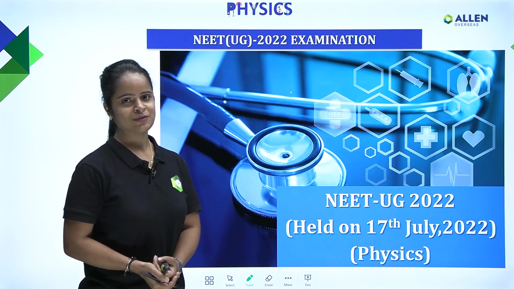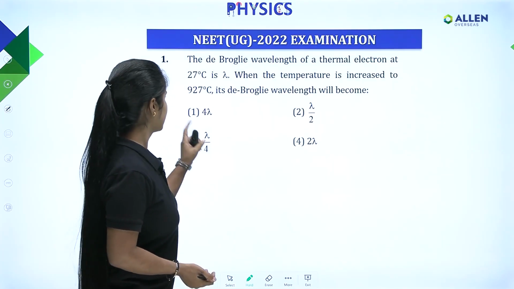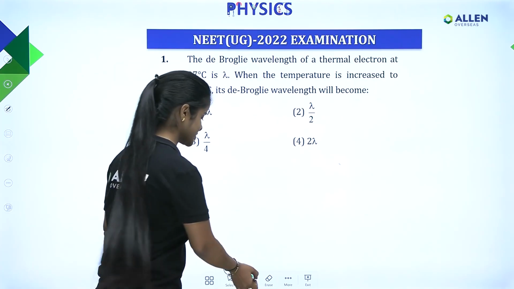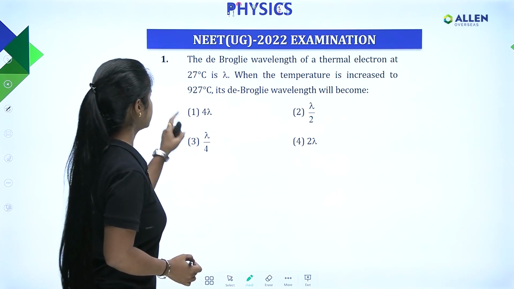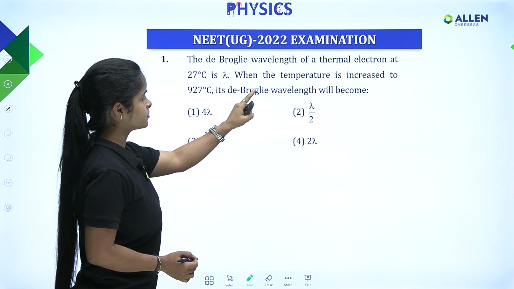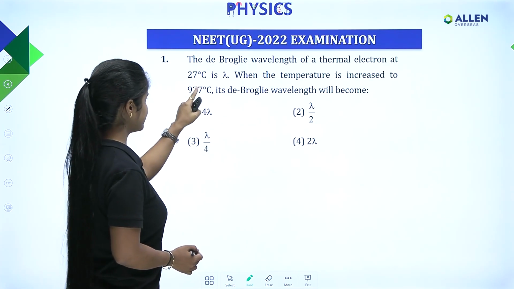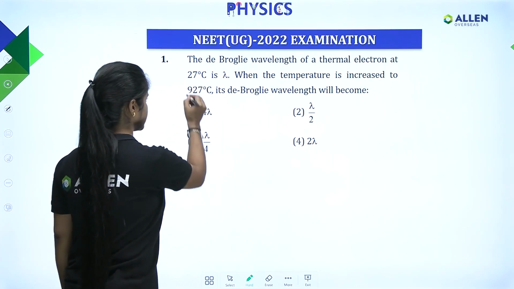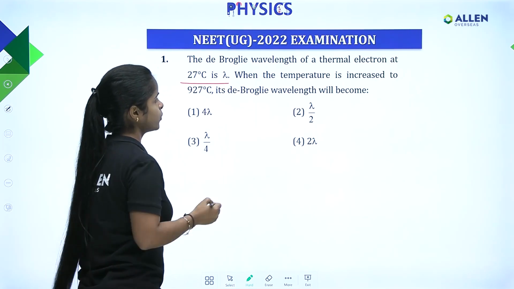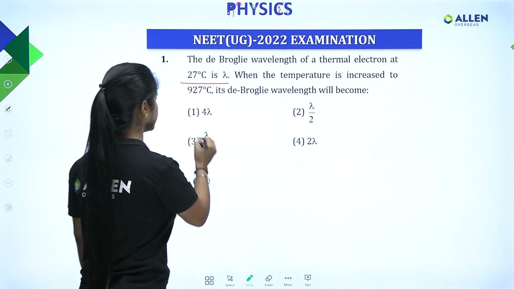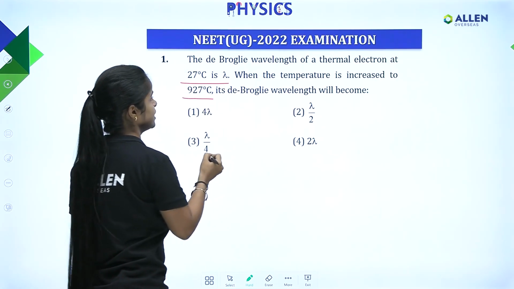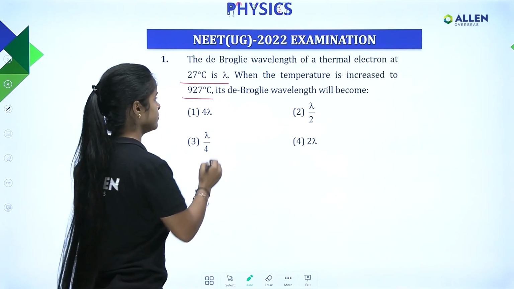So here is the very first question. Let's read what is written here. The de Broglie wavelength of a thermal electron at 27 degrees Celsius is lambda. This information is given to us. When the temperature is increased to 927 degrees Celsius, its de Broglie wavelength will become.